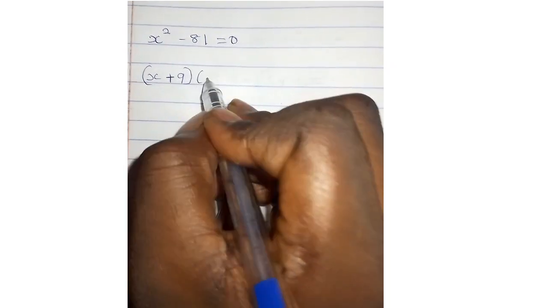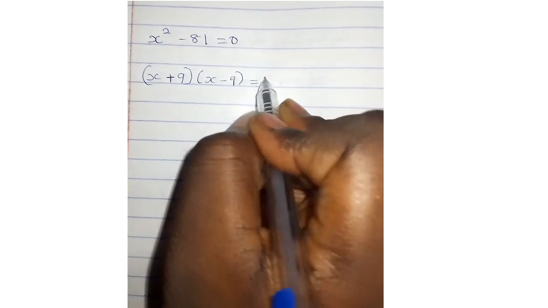Alright guys, now taking a look at this example, we have x squared minus 81 equal to 0. Taking a look at this, we find out that 81 is a perfect square. And if you look for the square root of 81, it's going to give us 9. And you know square root, we're going to have plus minus 9. That is to say, when we want to factorize it, one is going to be positive, another one is going to be negative. So in this case, we are going to have x plus 9, x minus 9 all equal to 0.